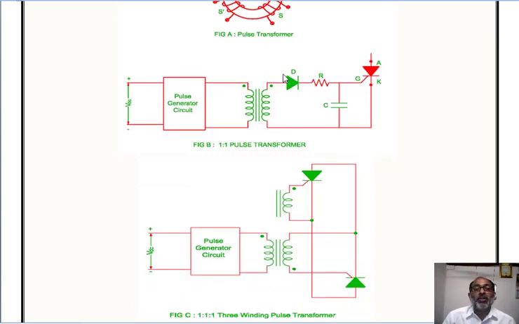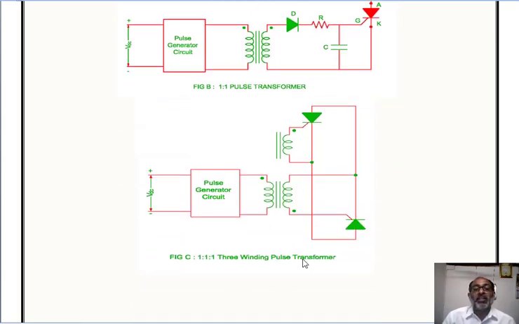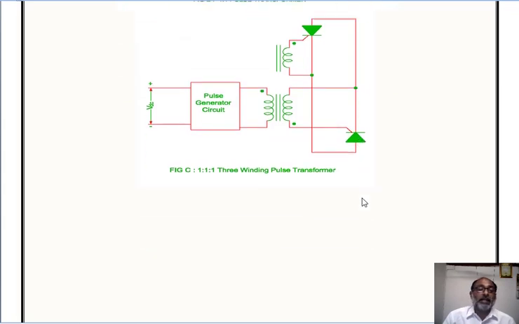Now here you can see the transformer. Here, a three-winding pulse transformer. One winding acts as the primary winding and another acts as the secondary winding. So here you can see the secondary winding of this pulse transformer is connected to the gate and cathode circuit of the SCR, which will turn on the SCR.